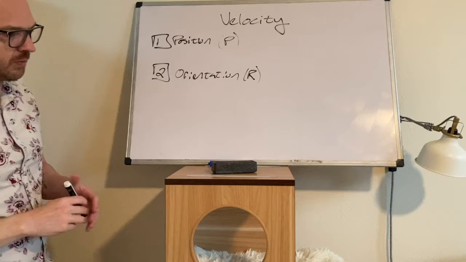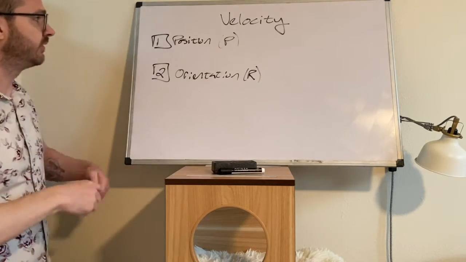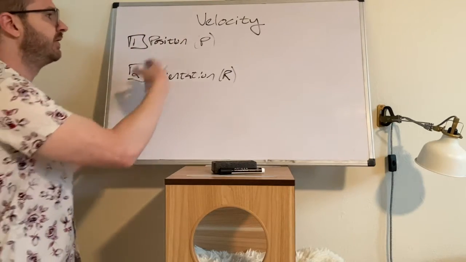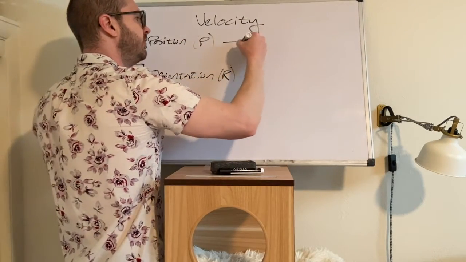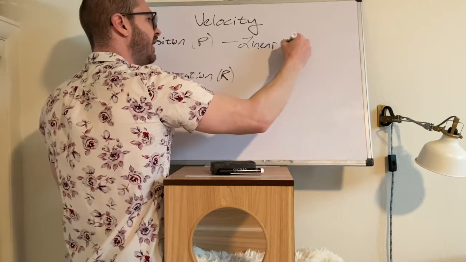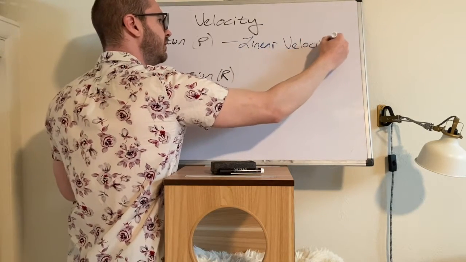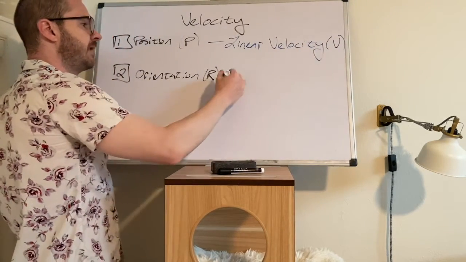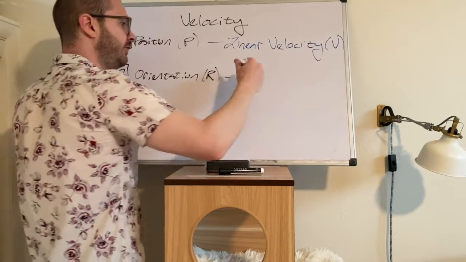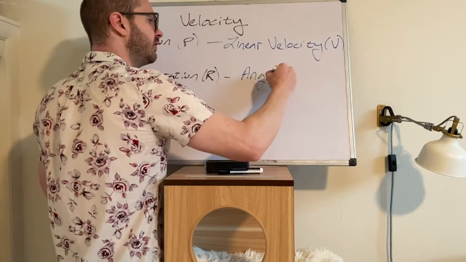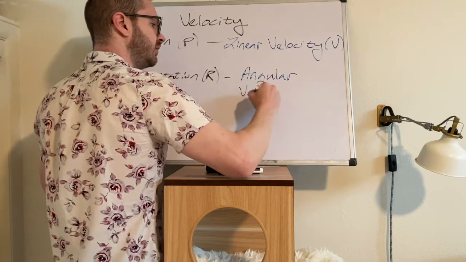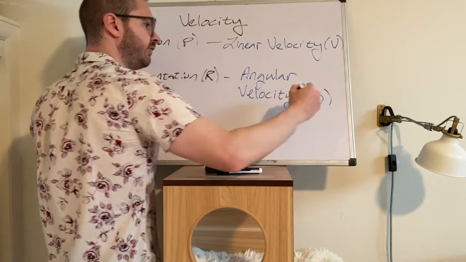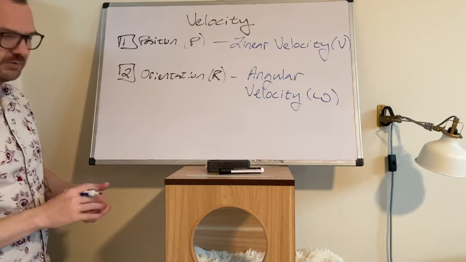Now, what we're going to do for velocity is each of these, position and orientation, are going to have their own velocity. Position is going to give rise to linear velocity, and the symbol for this one is going to be V. And then the orientation will give rise to angular velocity, and the symbol for this one is the lowercase Greek letter omega. So it's going to look like w's.